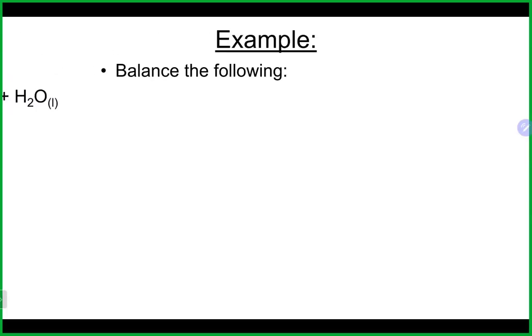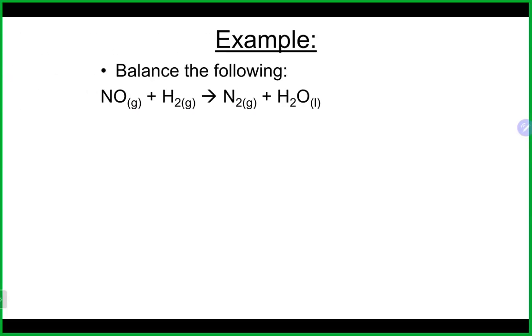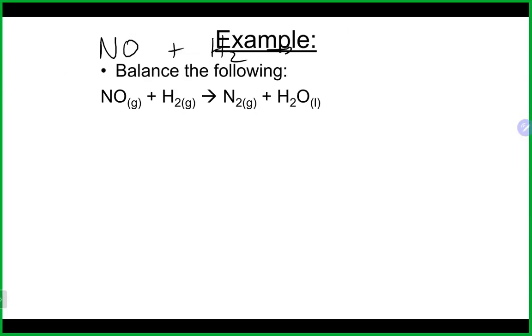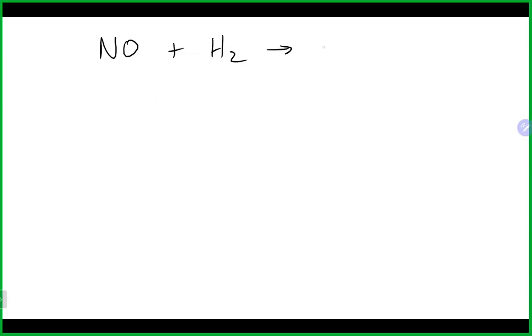All right. So let's take a look at one here together, and I'm going to just show you what I would do in this case. I'm going to rewrite it first. So I'm going to go with NO plus H2. Give me a little bit more room for my coefficients I might want to write, right? And we got there N2 and H2O.